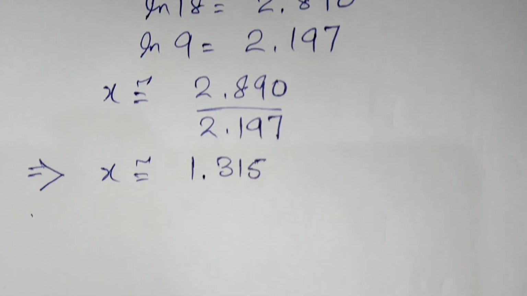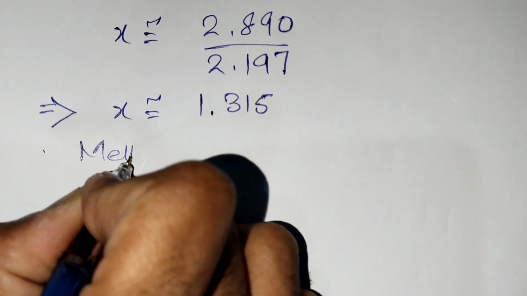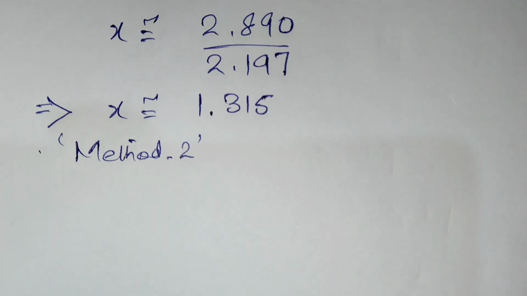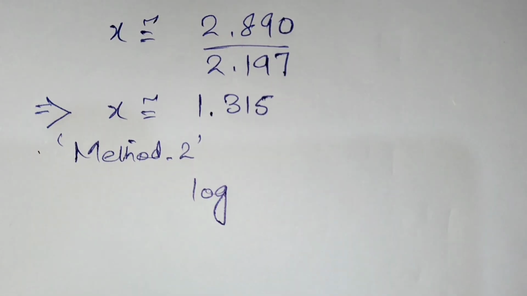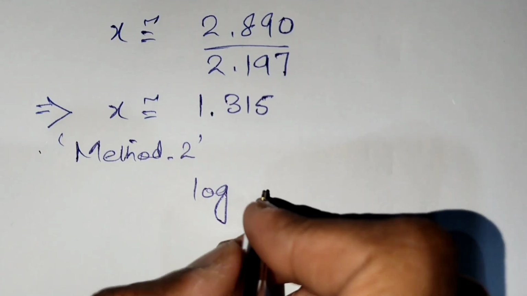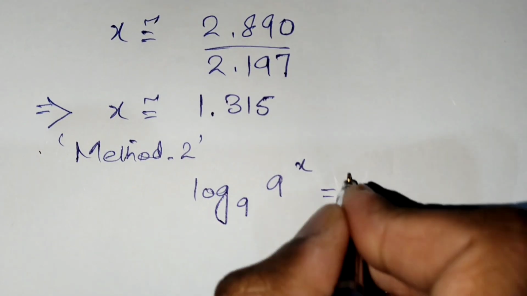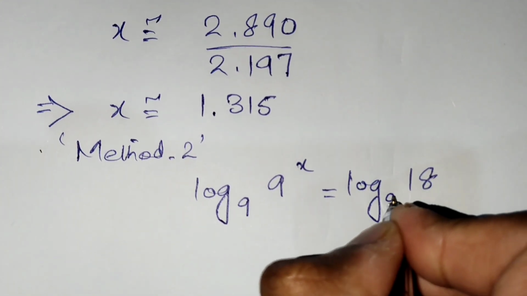Now method 2. In method 2 we will use logarithm but with the base 9 on both sides of the equation, that is log of 9 power x with the base 9 is equal to log of 18 with the base 9.